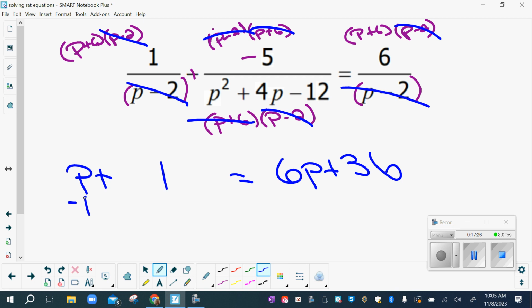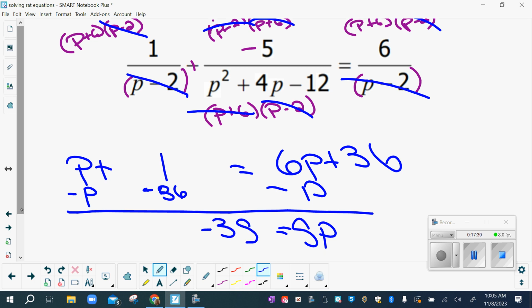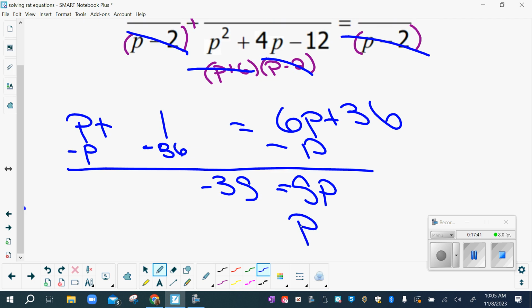So I'm going to move this guy over, and I'm going to move the 36 over. So I'm going to get 5p equals negative 35. Looks to me like it's p equals negative 7.